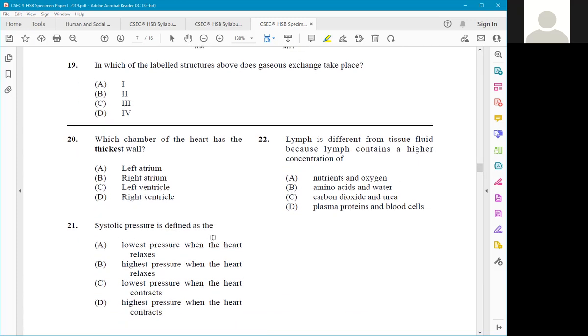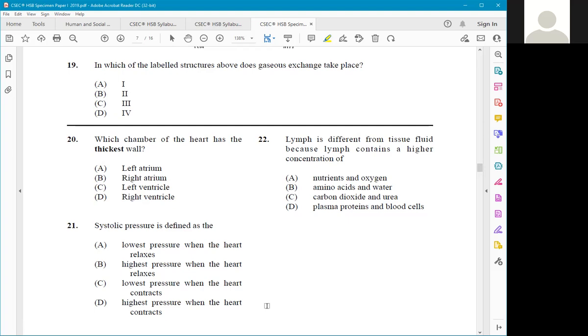21. Systolic pressure is defined as the lowest pressure when the heart relaxes. No, that's diastolic pressure. The highest pressure when the heart relaxes. The lowest pressure when the heart contracts. The highest pressure when the heart contracts. This is a nice question. It's a question that would really tax the brain of the student. The correct answer is D.